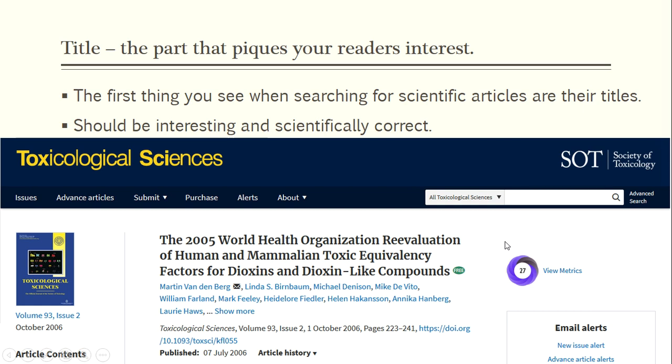For someone who has worked in environmental chemistry, this title tells me exactly what this article is going to contain. I can really tell that it's something I'm looking for because these are values used today for everyone working with dioxins. So a title has got to be spot on and tell the readers exactly what they're looking at.